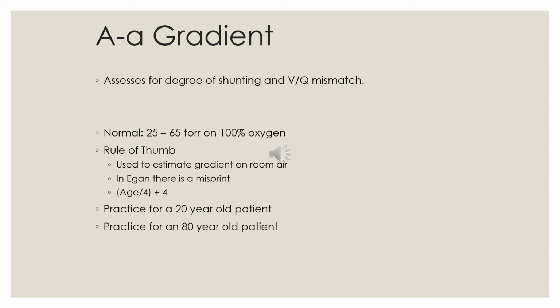Well, normally the A-a gradient increases with age. So for every decade a person has lived, their A-a gradient is expected to increase 1 millimeter of mercury. So an abnormally increased A-a gradient suggests a defect in diffusion, a VQ mismatch, or a right to left shunt.